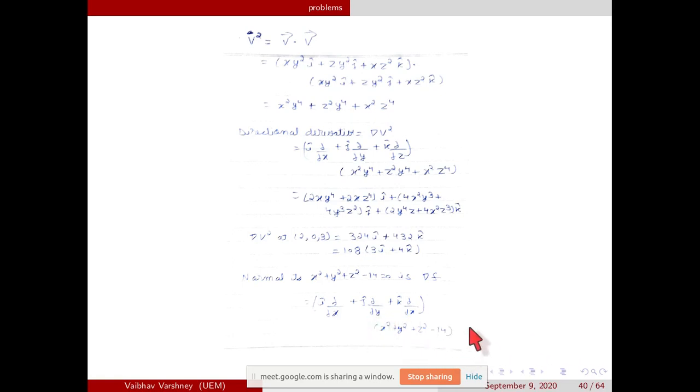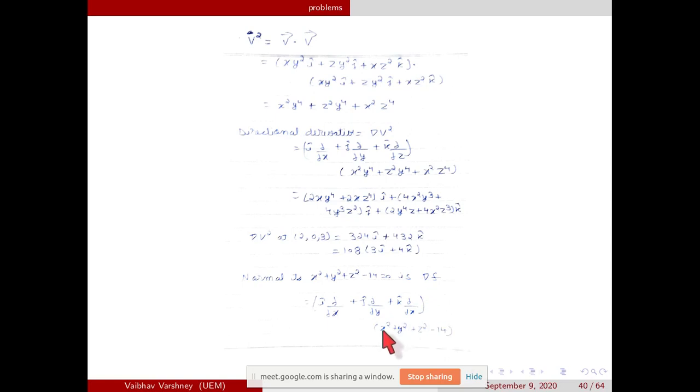Repeat the last portion once again. The gradient part, gradient of f. F means the function of the equation of the sphere, x square plus y square plus z square minus 14.